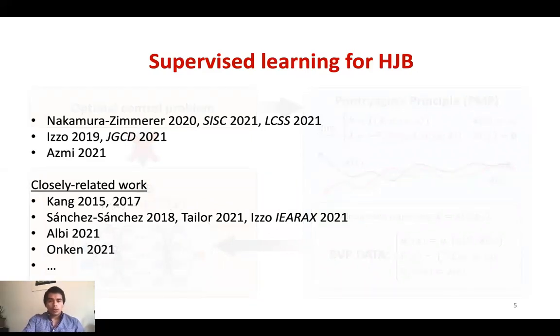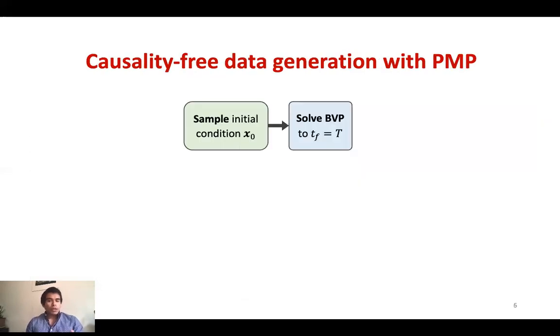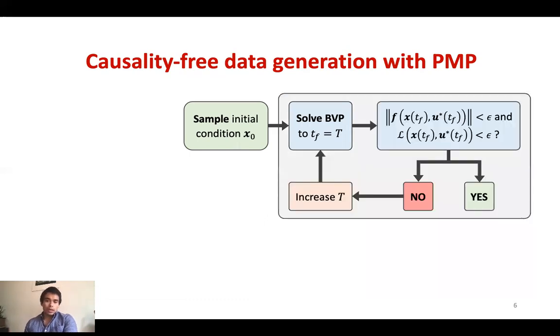So let's go into a little more detail. For generating data, we're going to sample some initial condition x naught, solve that 2-point boundary value problem up to a large final time capital T. And because this is an infinite horizon problem, we want to make sure that our finite horizon solution does a good approximation of that. So we'll make sure that the dynamics have converged to equilibrium and the running cost is sufficiently small so that integral isn't growing, right? If those conditions aren't met, then we need to increase our final time and resolve.